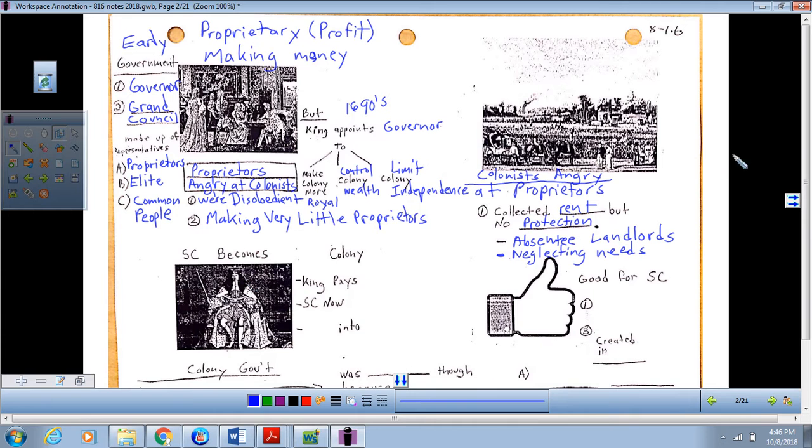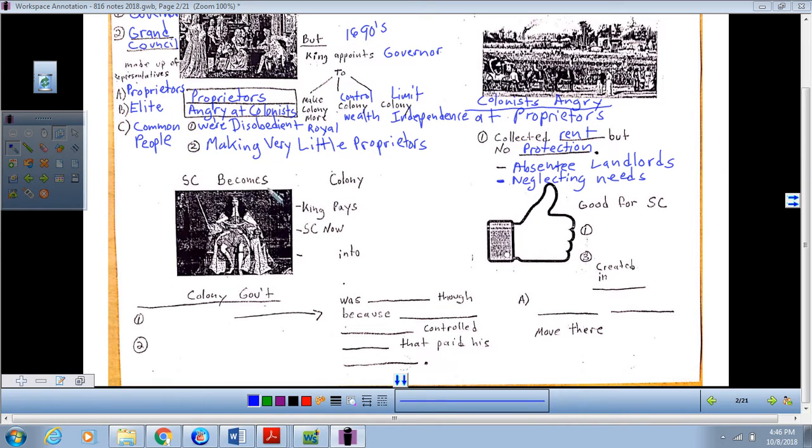So both of these groups are pretty much complaining to the king. The proprietors are going, man, we're not making any money off this colony you gave us, and we helped you reascend the throne, Charles II, and then these colonists are disobedient. And the colonists, they're writing letters to the king. Those proprietors, they're not being very good government for us. They're neglecting our needs. They just sit over in England, collect our quit rent, and don't provide us any protection or anything like that.